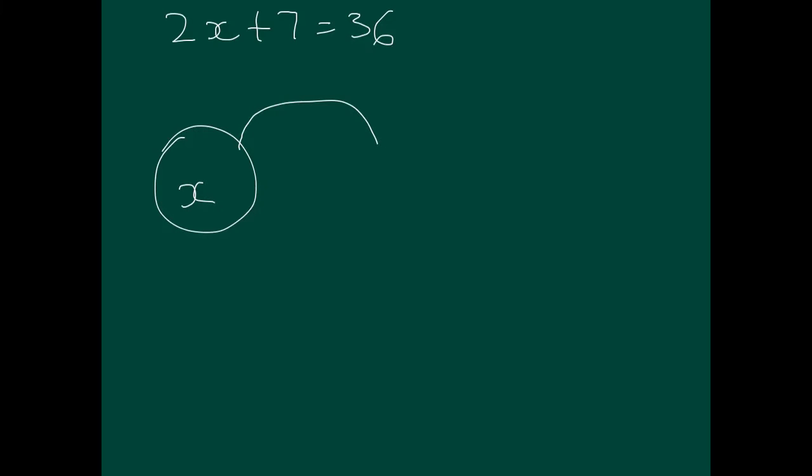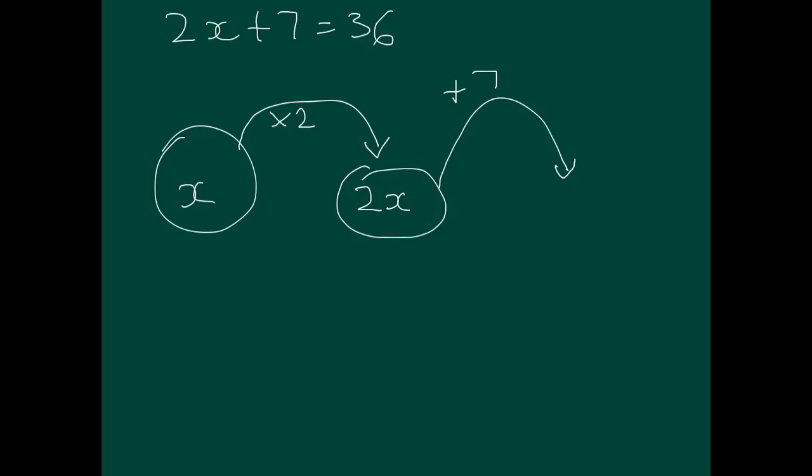So if we go back to our first equation, which was 2x + 7 = 36, let's look at how that got built up. Well, we started out with a number, x. We multiplied it by 2. x times 2 gives me 2x. Next, we added on 7. So we get 2x + 7, and that equaled 36.